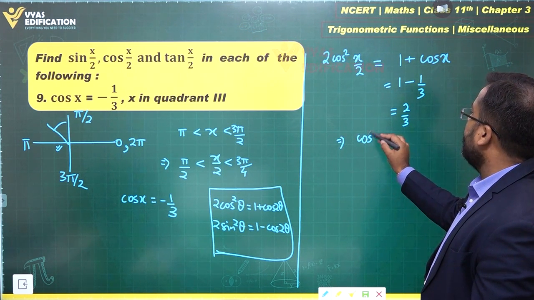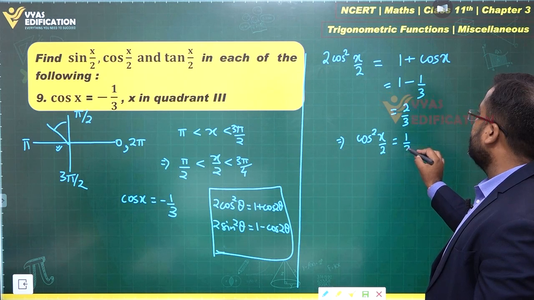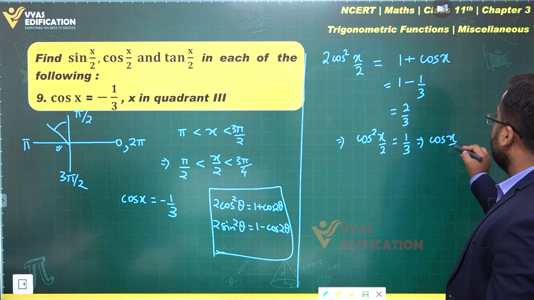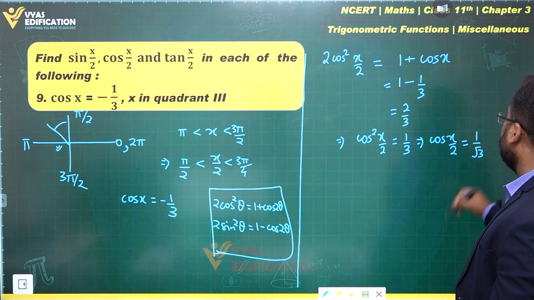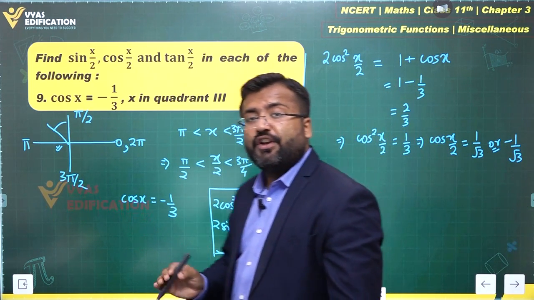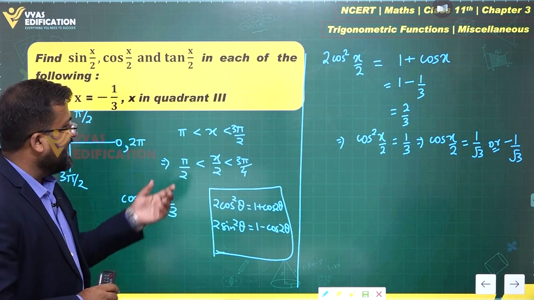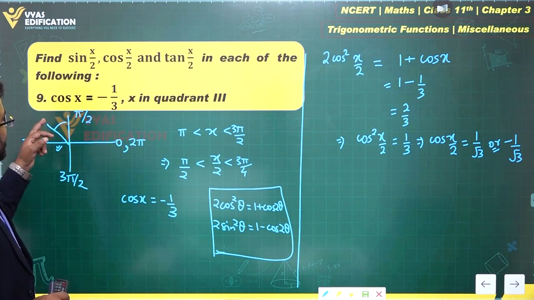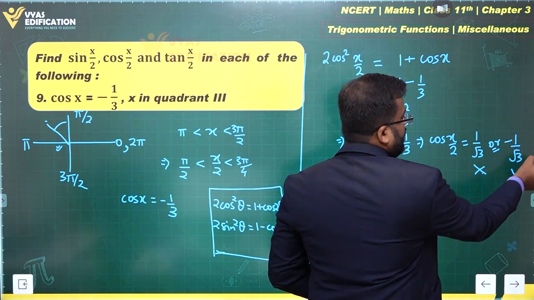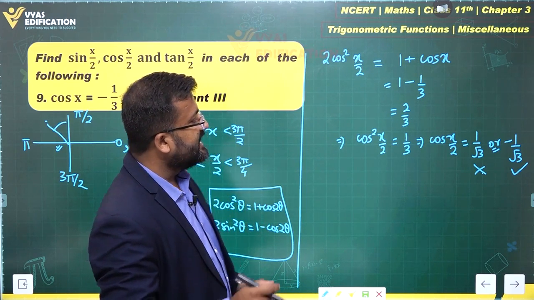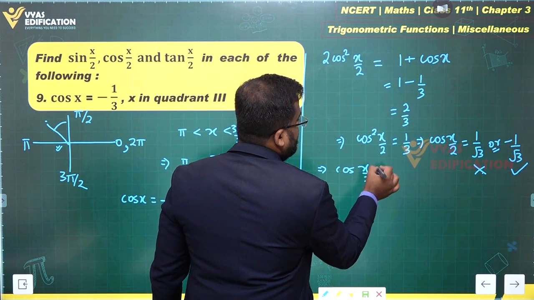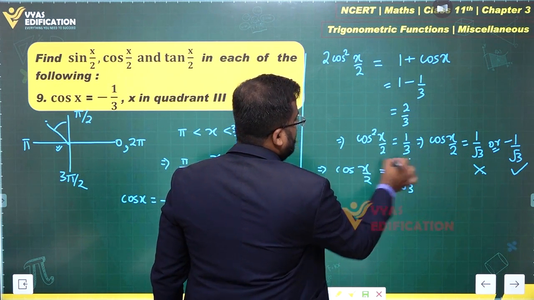Therefore, cos square x by 2 is equal to 1 by 3. This is what I get. This implies cos x by 2 will be equal to 1 over root 3 or minus 1 over root 3. Which value will you consider? Remember, x by 2 lies in the second quadrant. In the second quadrant, sin is positive but cos is negative. So the positive value will be rejected, and the negative value would be accepted since x by 2 lies in the second quadrant. Cos x by 2 will be negative. This gives me cos of x by 2 is equal to minus 1 over root 3. That's the value of cos x by 2.